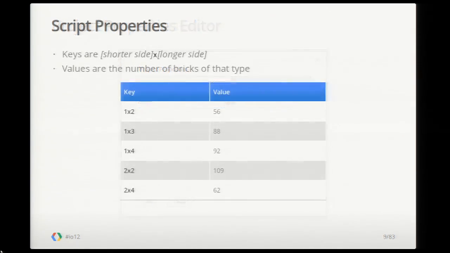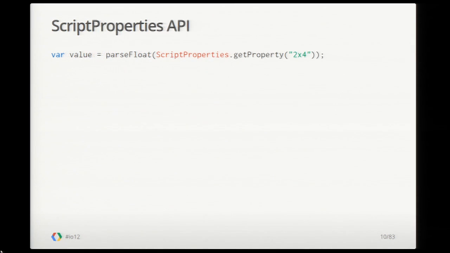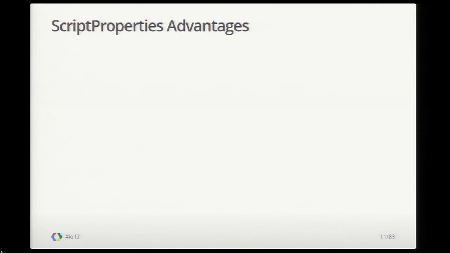For my Lego brick inventory, I made my keys very simple. The shorter side, X, the longer side, and the value was the number of bricks that I had. And it was really simple to find out, for a given brick, what I had. Basically, you get the property with the 2x4. If I want 2x4 bricks, convert it to a number, and I'm done. Easy peasy, lemon squeezy.